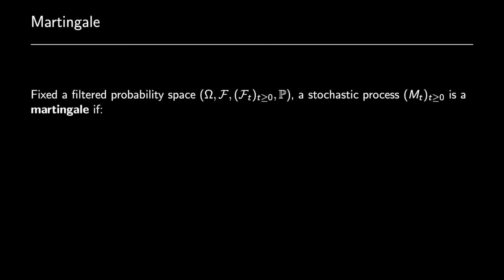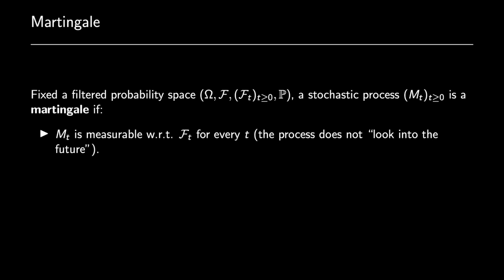Let's start with the theoretical background. First, let us recall what a martingale is. We fix a filtered probability space consisting of the sample space Omega, a sigma algebra F, a filtration F_t, and a probability measure P. Then we consider a stochastic process M_t. The definition of martingale requires 3 properties.